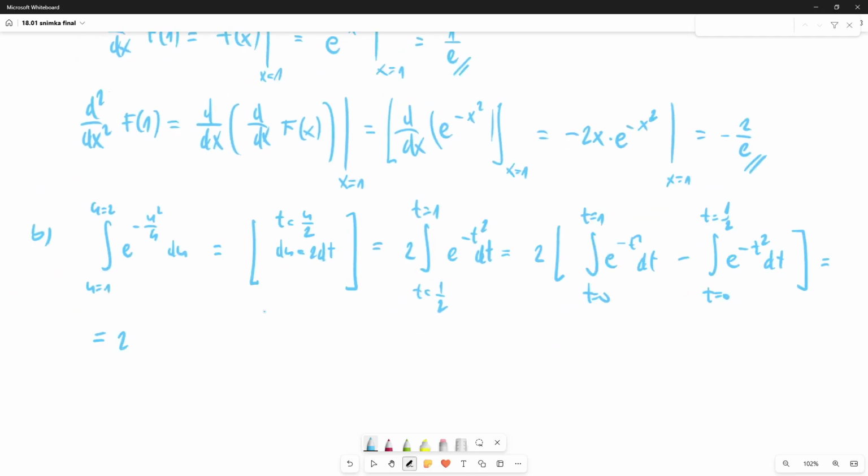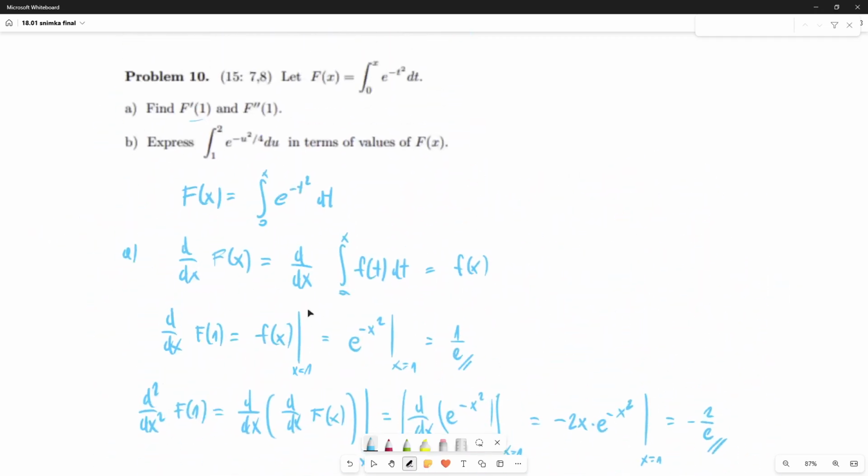So this is 2 times big F of 1 minus big F of 1/2, using the definition of big F as an integral from 0 to x of e to the power of minus t squared dt.